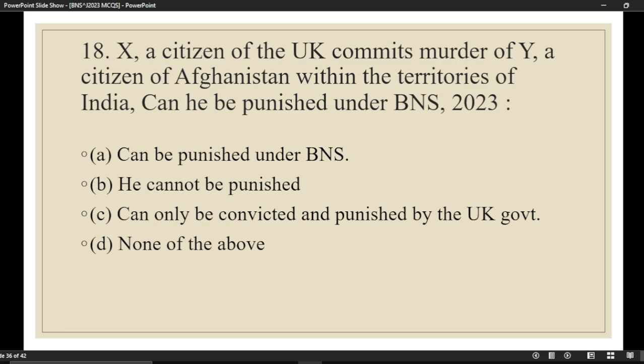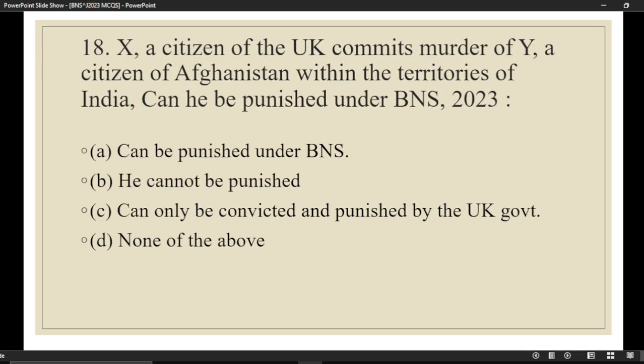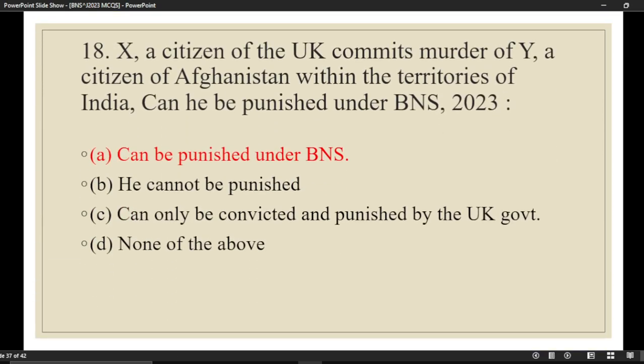Conceptual clarity should be there for giving this answer. And the correct answer to this question is option A, that is, he can be punished under the Bharatiya Nyaya Sanhita. Because as per Section 1, any offence done by any person, and that person can be a citizen, non-citizen, foreigner or anyone, if that person has committed any offence within the territory or boundary of India, that person can be tried as per the Bharatiya Nyaya Sanhita.